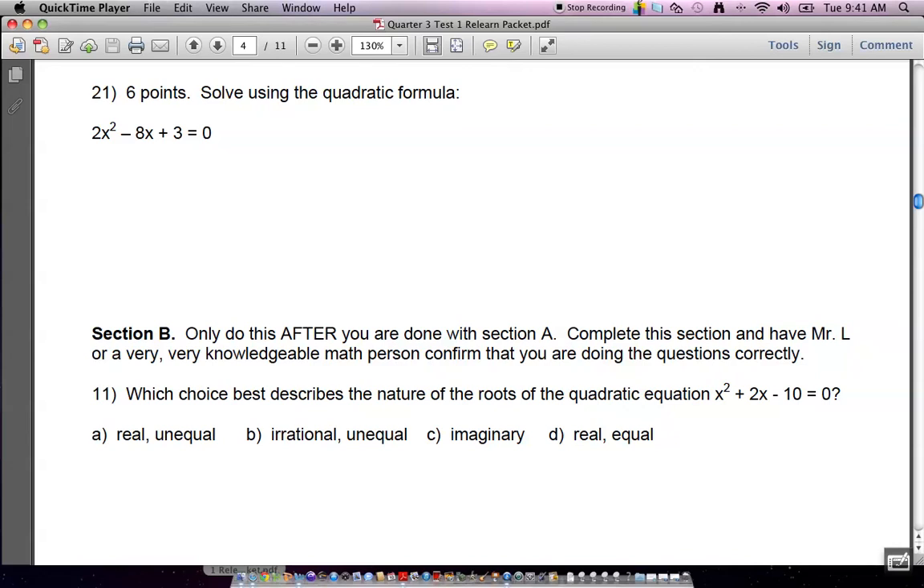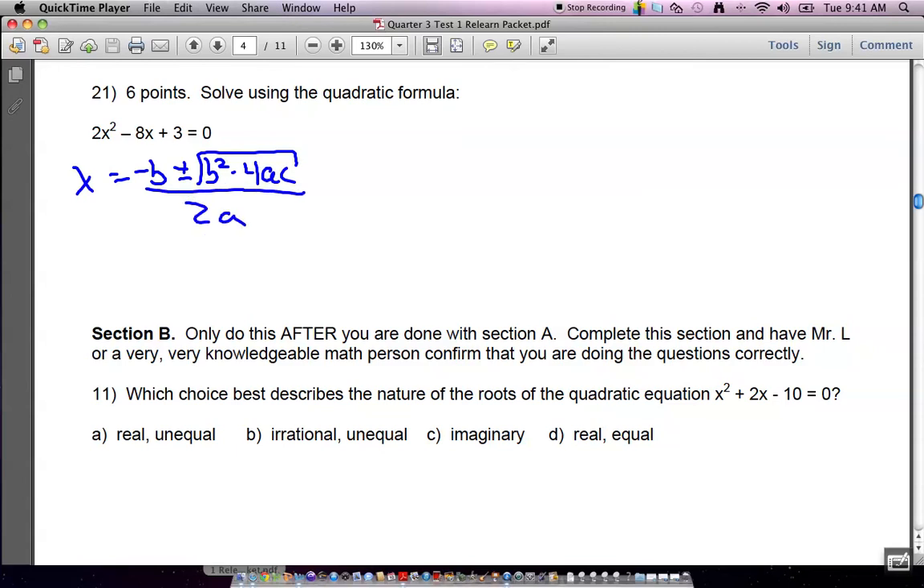Okay, 21, solve using the quadratic formula. Oh, also, by the way, back to number 20 for a minute. Some people use the quadratic formula. No, no, no, it said completing the square. When it tells you to solve using completing the square, you have to use completing the square. This one says use the quadratic formula, so that's what you have to do. I don't want to sound mean, but whether you like it or not, this is what you're expected to do.